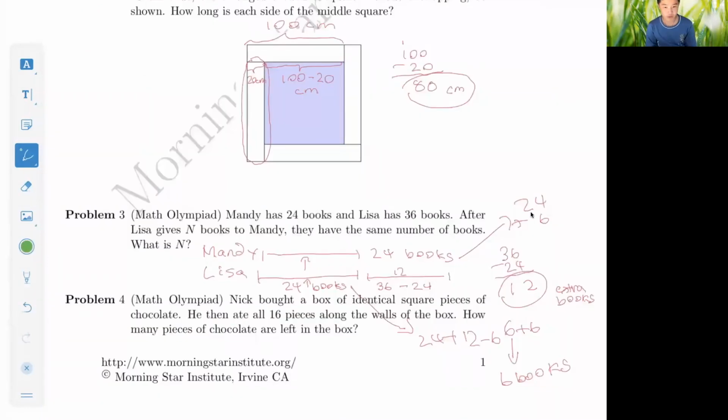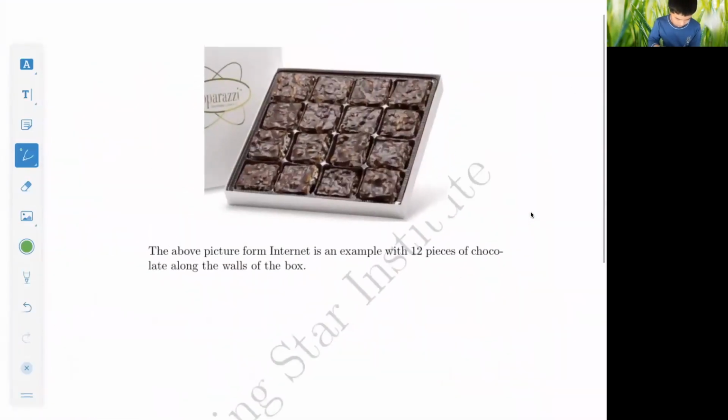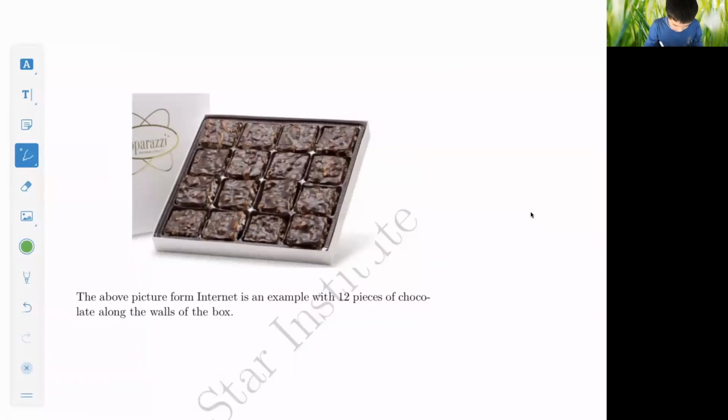For problem number 4, Nick bought a box of identical square pieces of chocolate. He then ate all 16 pieces along the walls of the box. How many pieces of chocolate are left in the box? For this problem, we first need to understand what along the walls means. We can look at this picture provided and see that along the wall means all the chocolates along the sides of the box. So that means these chocolates are what Nick will eat.